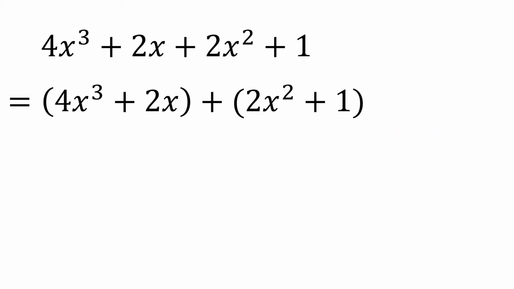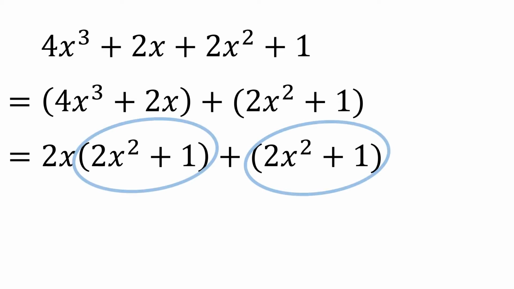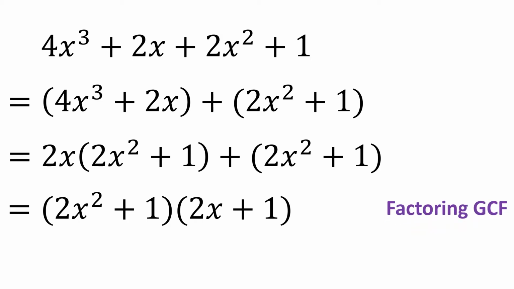Factor out the greatest common factor in each group and we have 2x times 2x squared plus 1 plus 2x squared plus 1. There is no common factor in the second group, so we did nothing there. But notice now that 2x squared plus 1 is a common factor. So we can factor it out and write 2x squared plus 1 times 2x plus 1.